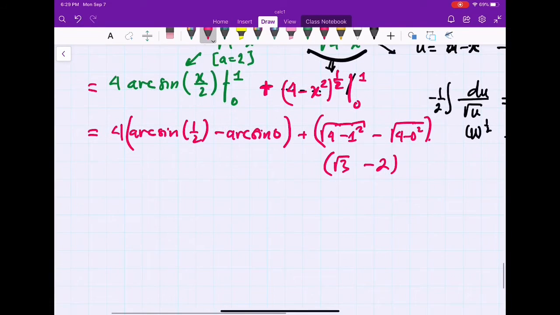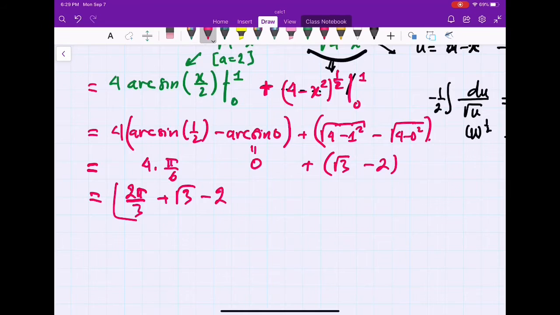And here you get 4 times arcsine of 1/2. You may use a calculator, but arcsine of 0 is 0. Arcsine of 1/2 should be pi over 6. So I have 4 times pi over 6 plus all this. So I get 2 pi over 3 plus square root of 3 minus 2. That is the answer for the first question. All right, let's move to the second one.